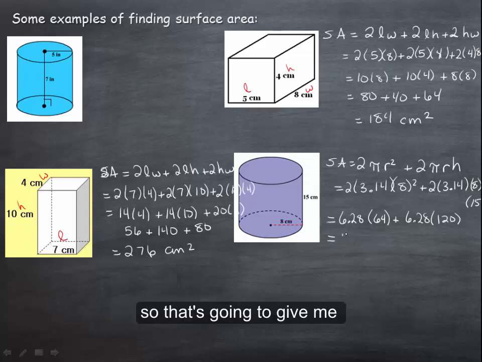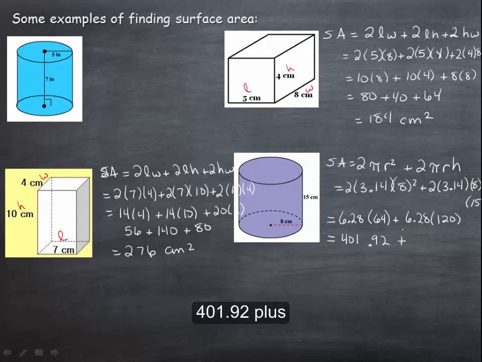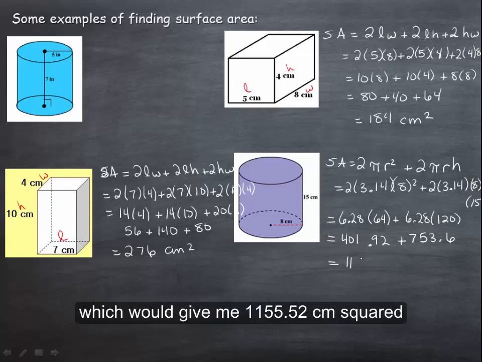So that's going to give me 401.92 plus 753.6, which will give me 1,155.52 centimeters squared.